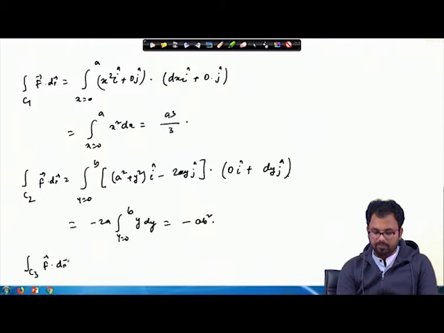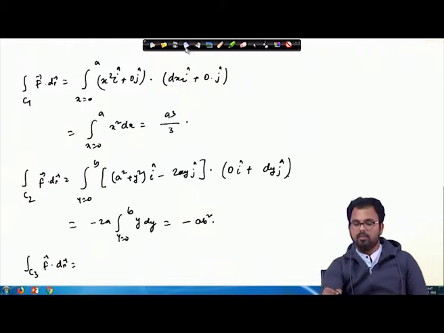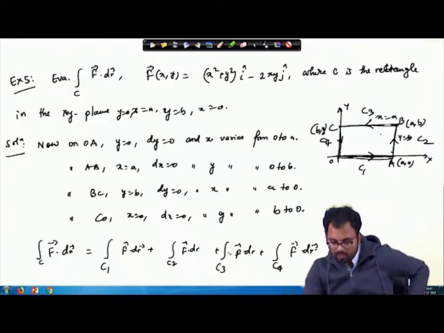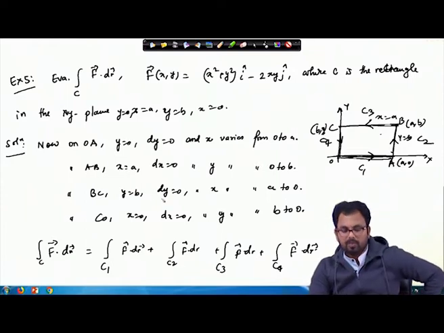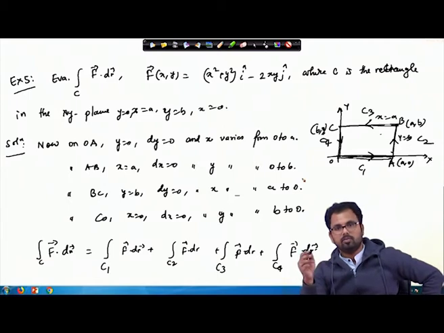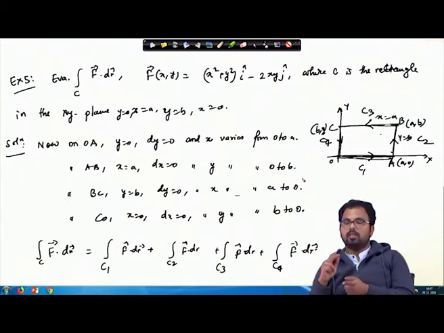Then similarly, if we integrate f dot dr along C3, this will be again with y equals b and dy equal to 0, and then we substitute x running from a to 0. We reverse the limits, and then we reverse the minus sign.